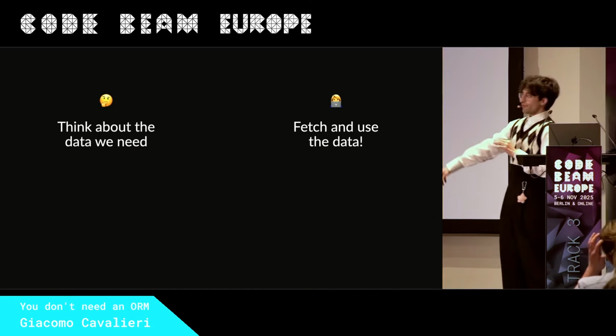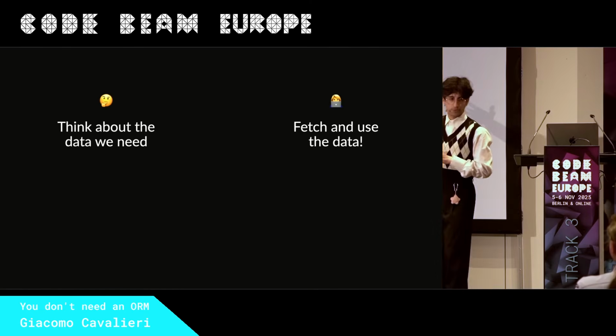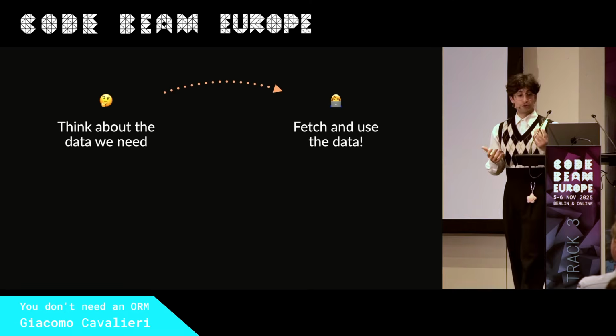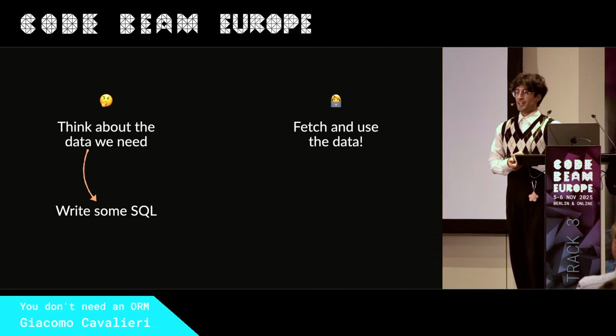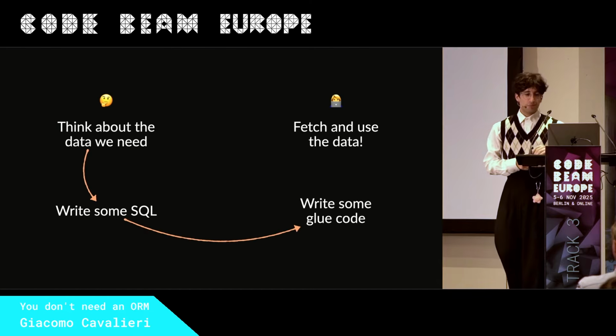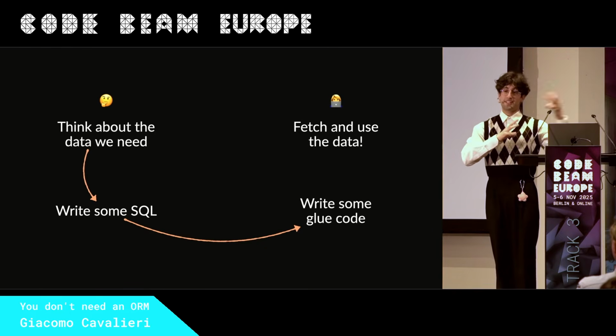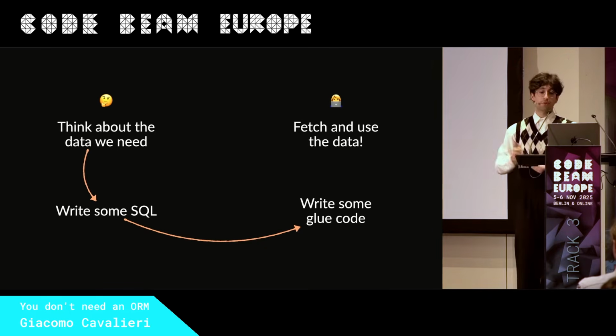So we started from a place where we were thinking about the data we wanted, and ideally, in an ideal world, we just fetch and use the data. To do that, we need to write some SQL. But then comes the tricky part. We need to write some glue code, that piece of code that is bridging the gap between the database and Gleam or the language we're using. And then finally, we use the data.